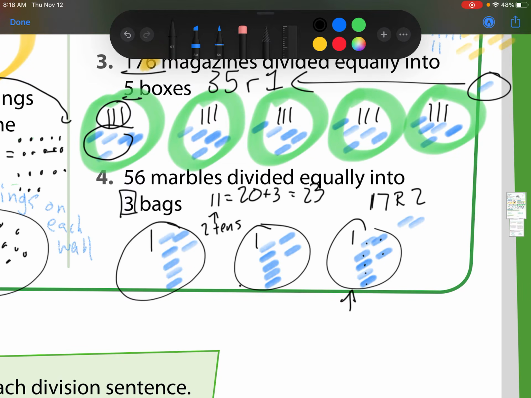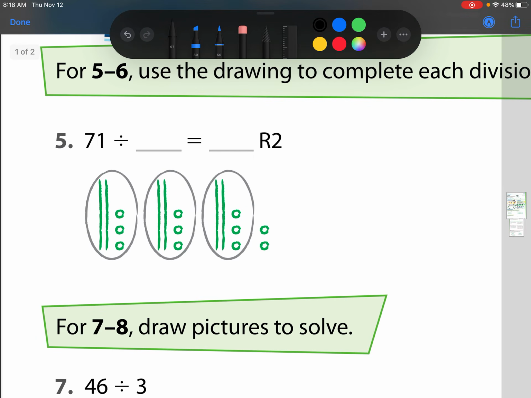So now let's head to this next one down here. 71 divided by what? So we have to use these pictures to fill in these blanks. Remember, this number right here, that is my divisor. So we need to figure out how many groups we're making. Well, I see there's 1, 2, 3 groups. We have 3 groups. Here's my remainder right here. So this answer right here is how big each group is.